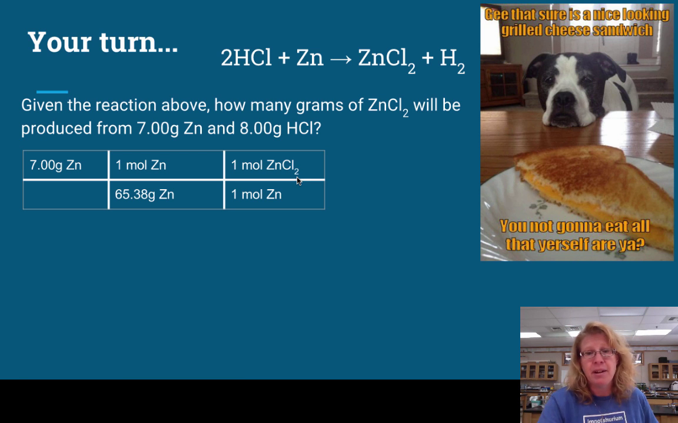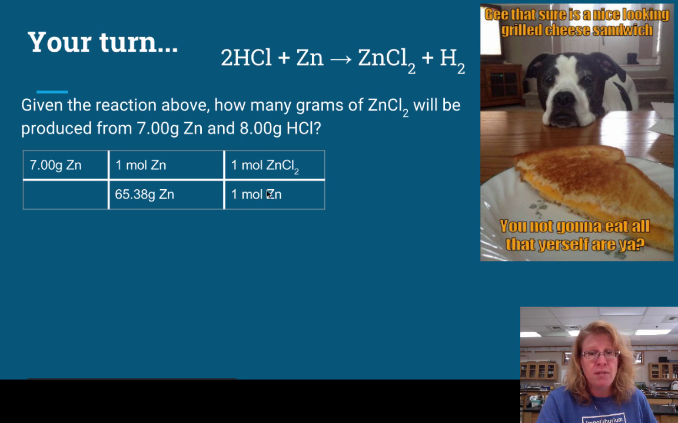I could have asked about hydrogen, but this one's asking about grams of zinc chloride. So I start with my zinc. My first step here is my molar mass step. I just found the mass of zinc on the periodic table since it's an element. And then the second one here is I'm going to use my mole to mole ratio.